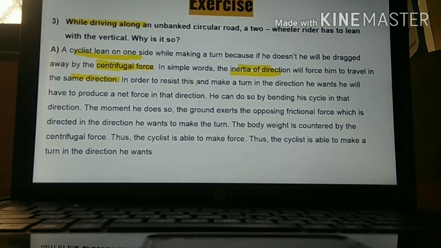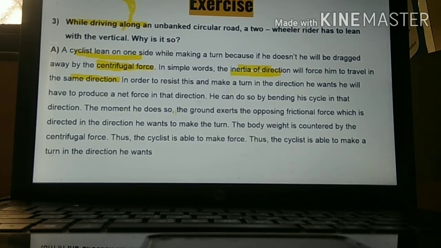Okay. In order to resist this and to make a turn in the direction, he will have to produce a net force in that direction. Take for example, this is a curved road. Whenever the vehicle has to move through this curved road, the vehicle has to bend. If it is not bending, then it will move in a straight line. He will be moving in the straight direction, but he will not be able to take a turn. Okay. He can do so by bending his cycle in that direction. So therefore he bends in one direction.